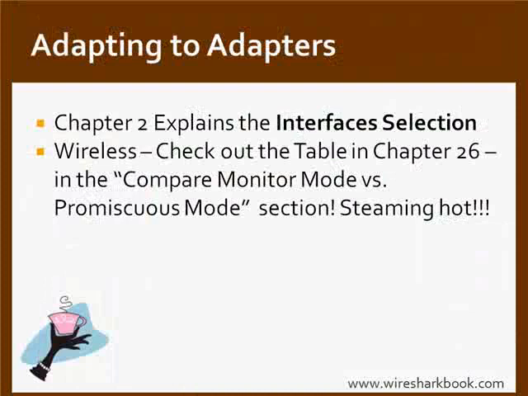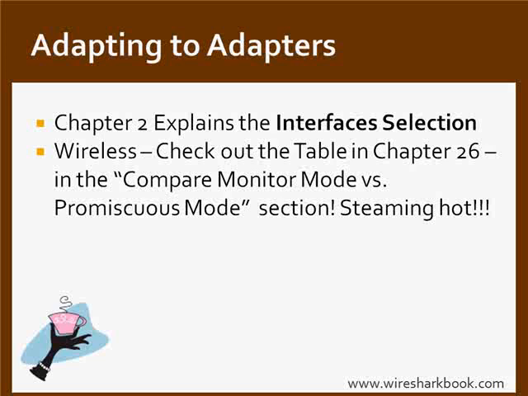Chapter 2 in the book explains the interfaces selection, and you'll see me selecting the interfaces, and I've got 4 options on my system. I'll show you what it's like when I start capturing to test what I can do with each one of those interfaces, and I'll show you one of the problems I have for one of my systems whenever I try to capture off of the native wireless adapter.